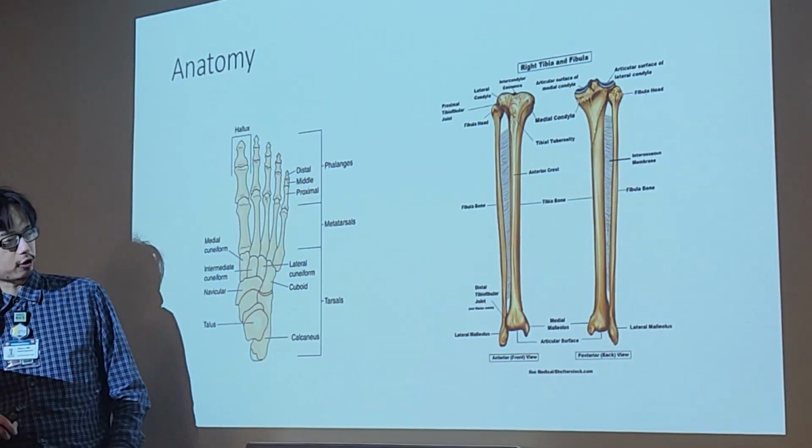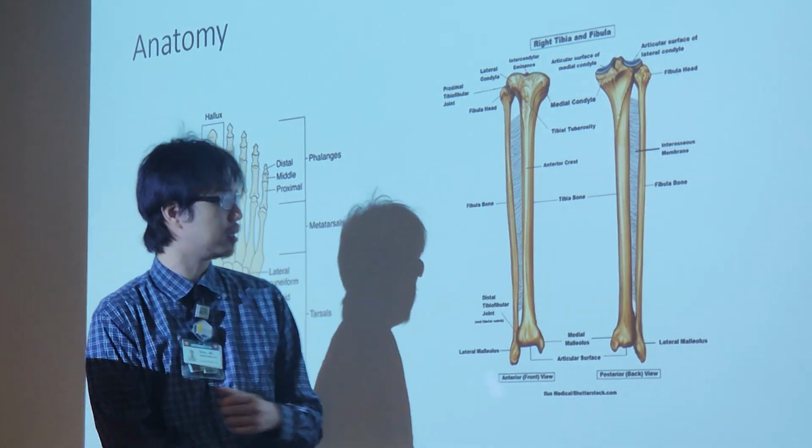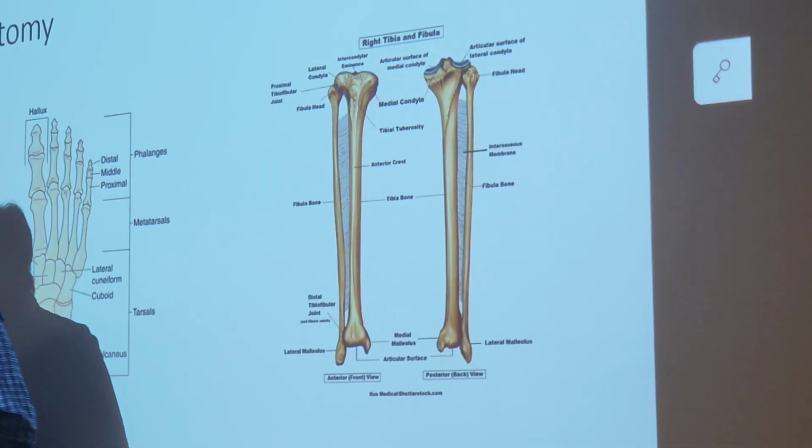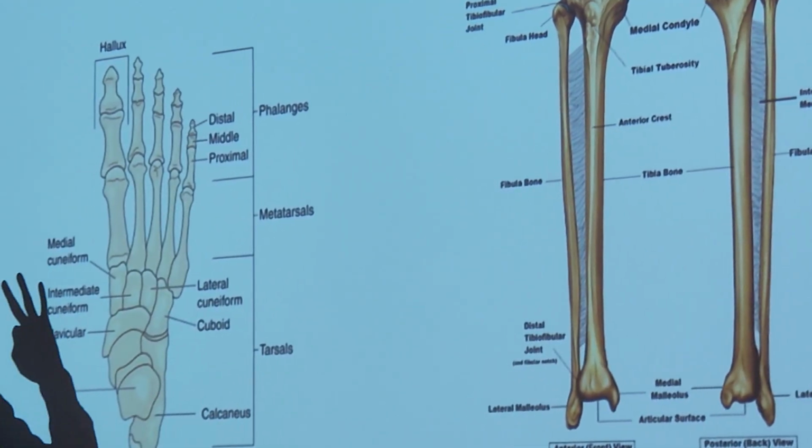There is actually a third malleolus as well that you can't really see on this image. And it is the posterior malleolus. So there are actually three malleoli.